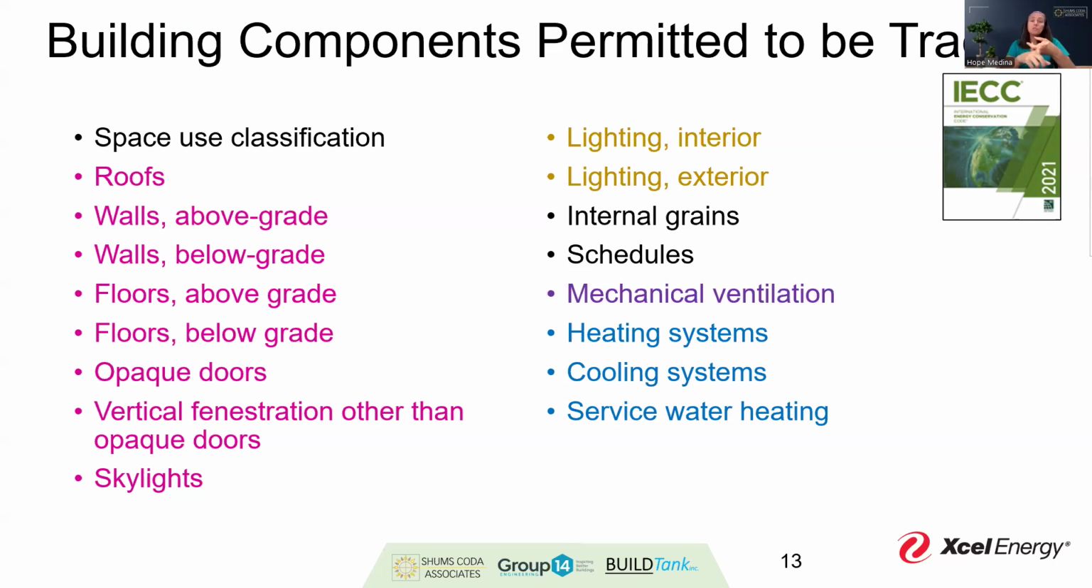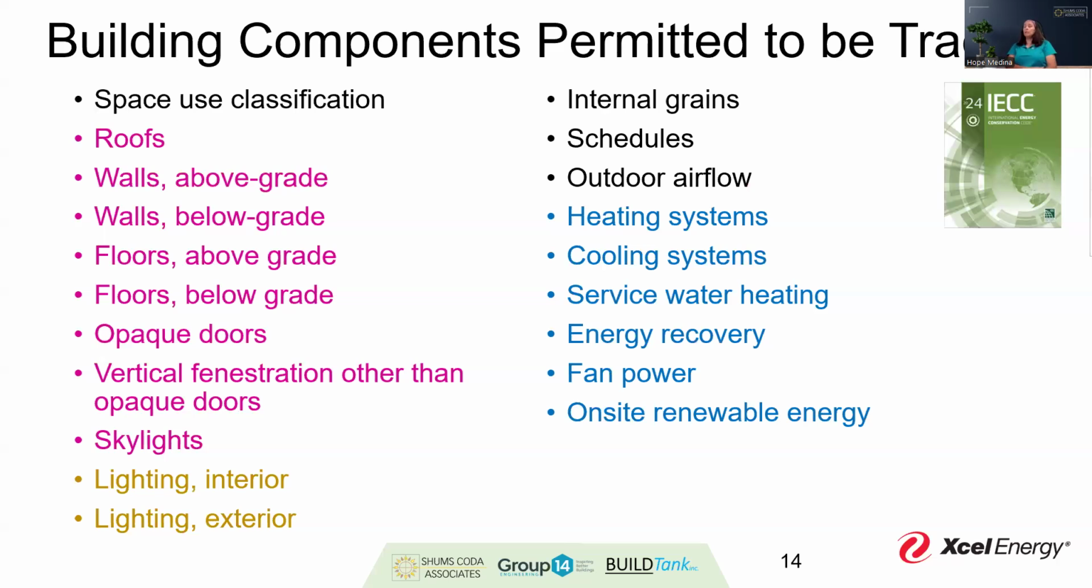So your space use classification, everything that you see in pink there dealing with the thermal envelope, lighting is yellow. Our internal, that should say gains, not grains. Schedules, mechanical ventilation, heating, cooling systems, and our service water heating.